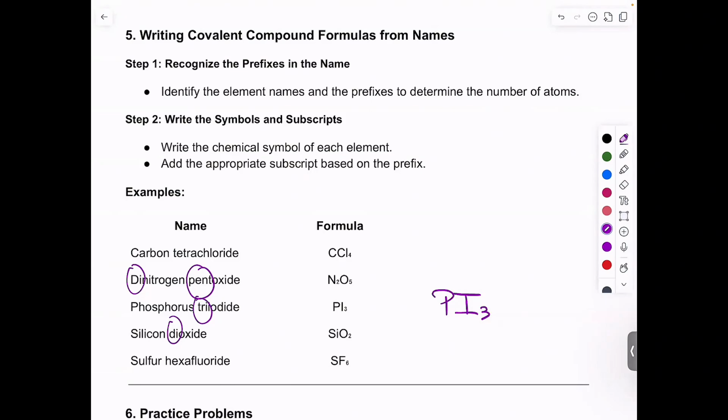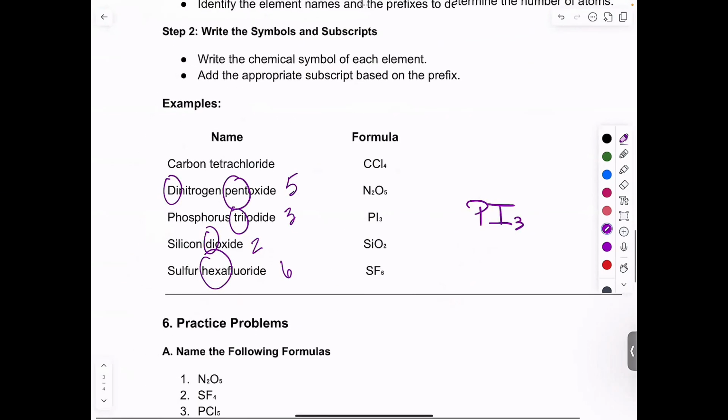So we have that. We have sulfur hexafluoride. So we have 1 sulfur followed by hexa. That's our 6, right? 6 fluoride atoms or fluorine atoms. We have 2 here, 3 here, 5 here. So definitely know your Latin prefixes. You'll probably have to memorize them at the college level, maybe not so much at the high school level. Again, it depends on the teacher.